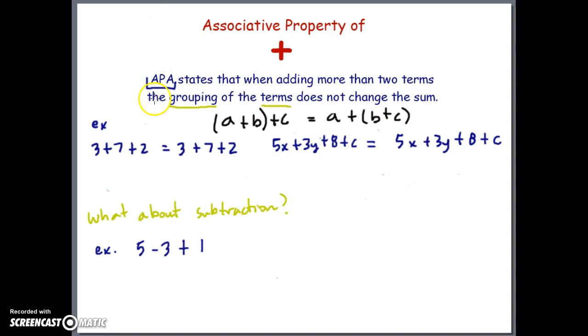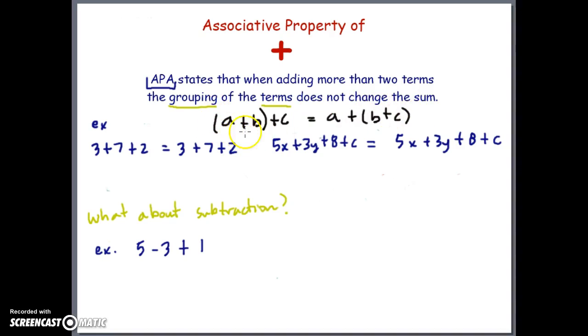APA is the way you can abbreviate this property in Schoology, and the associative property of addition states that when adding more than two terms, there's that word group, grouping of the terms does not change the sum. So when adding two or more terms, the way you group them does not change the sum. And here's the math definition.